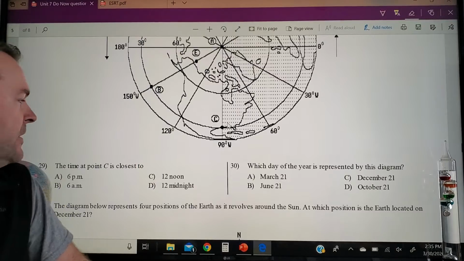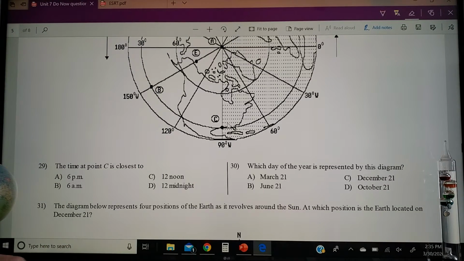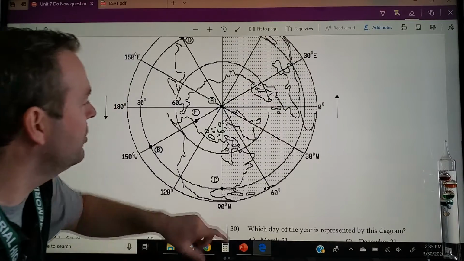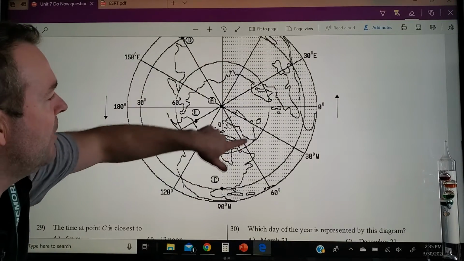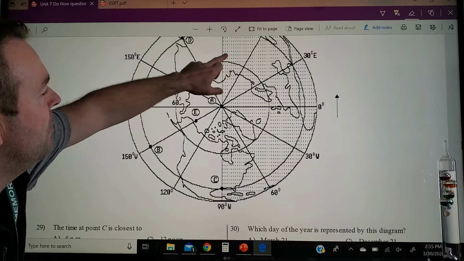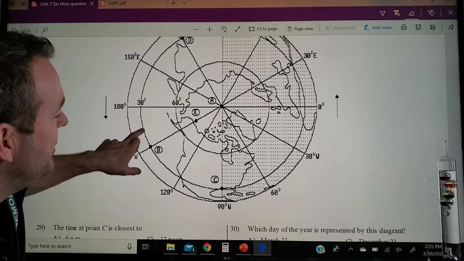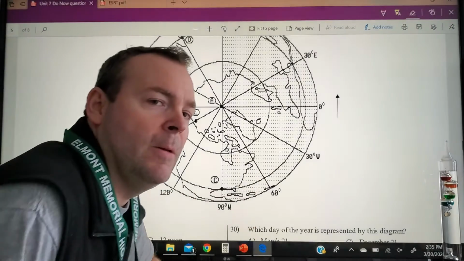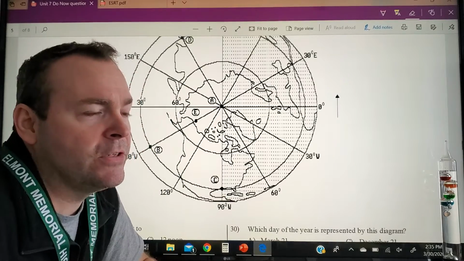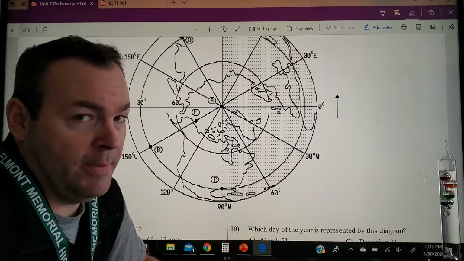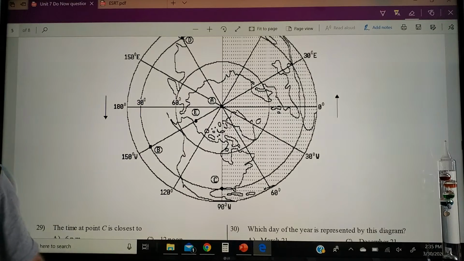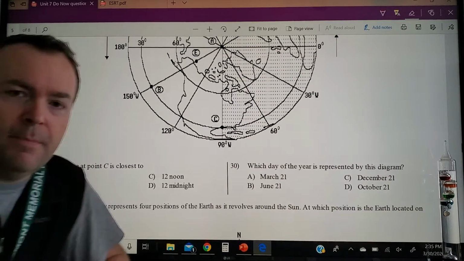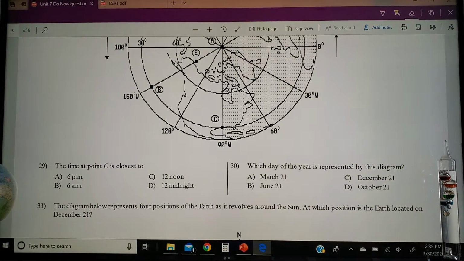All right. It says the time at point C is closest to. Well, let's go to point C here. And if you take a look, we said it's going to rotate counterclockwise from the North Pole view. So C is just about to go into night. So that's got to be around a 6 p.m., right around a sunset. And on equinox day, that would be about 6 p.m. So let's see what the options are. And there you have it, about 6 p.m., right? Just about going into sunset.